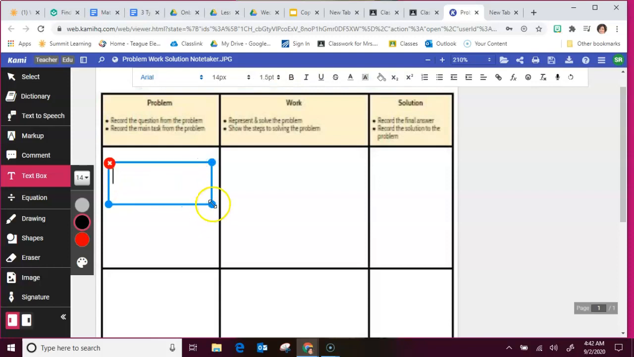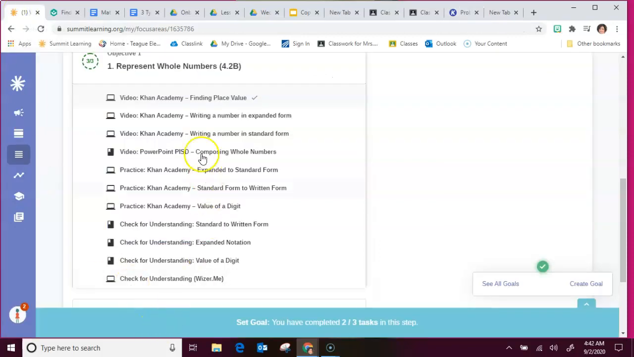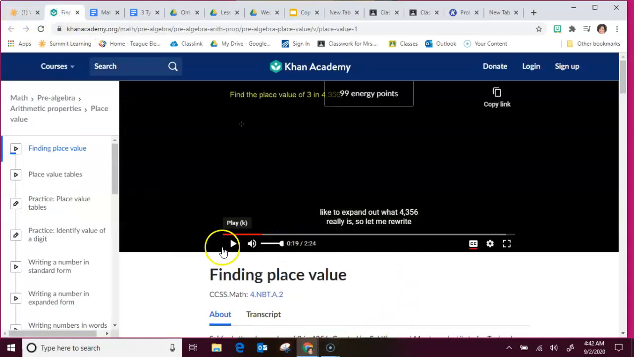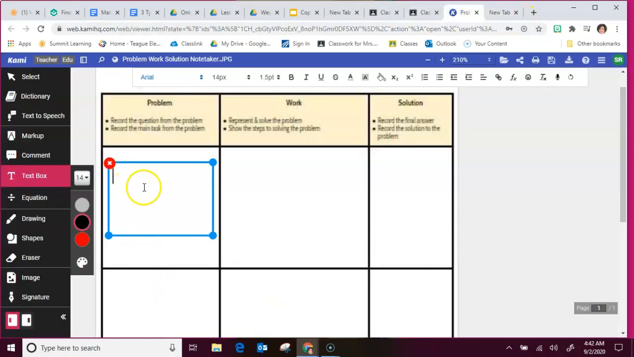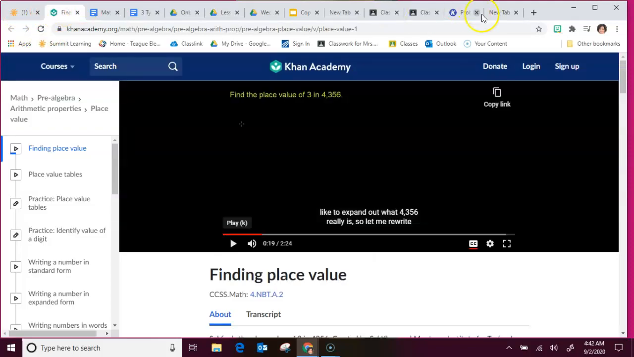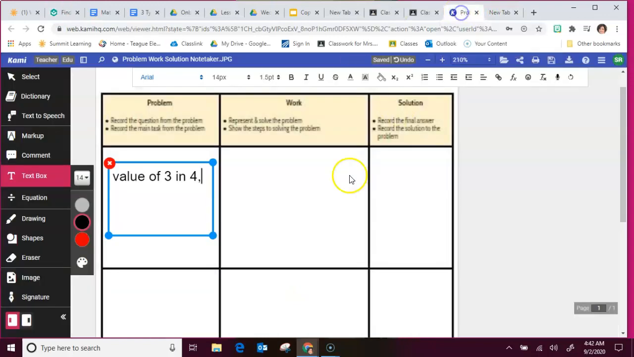And I want to record my question. I'm going to have to go back to the video because from here to there, I don't remember exactly what it is. So, back to my video, it was right here. I'm finding the value of 3 in 4,356. So let's go back to our note taker. The value of 3 in 4,356. I've already forgotten it because I'm old and I forget things. Okay, so that is the problem.